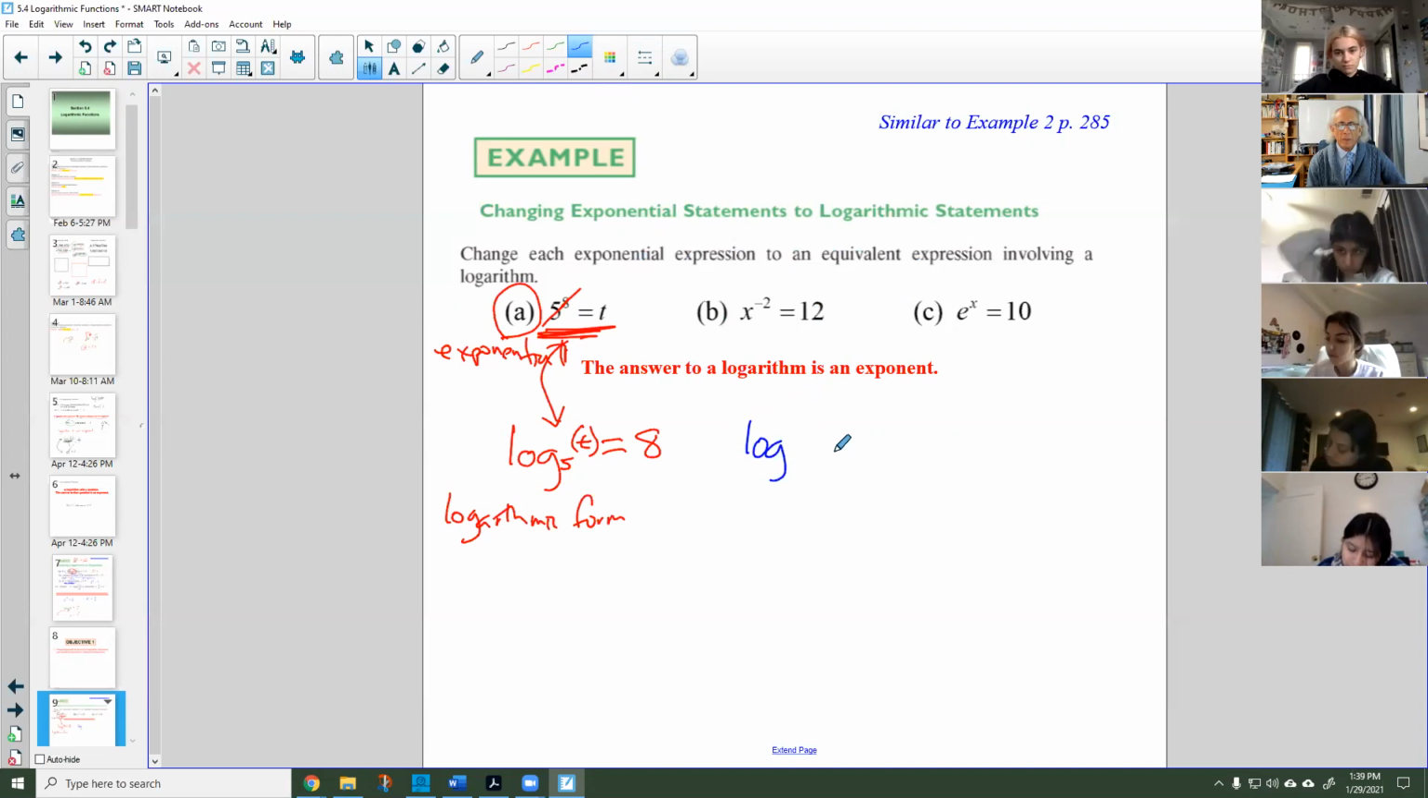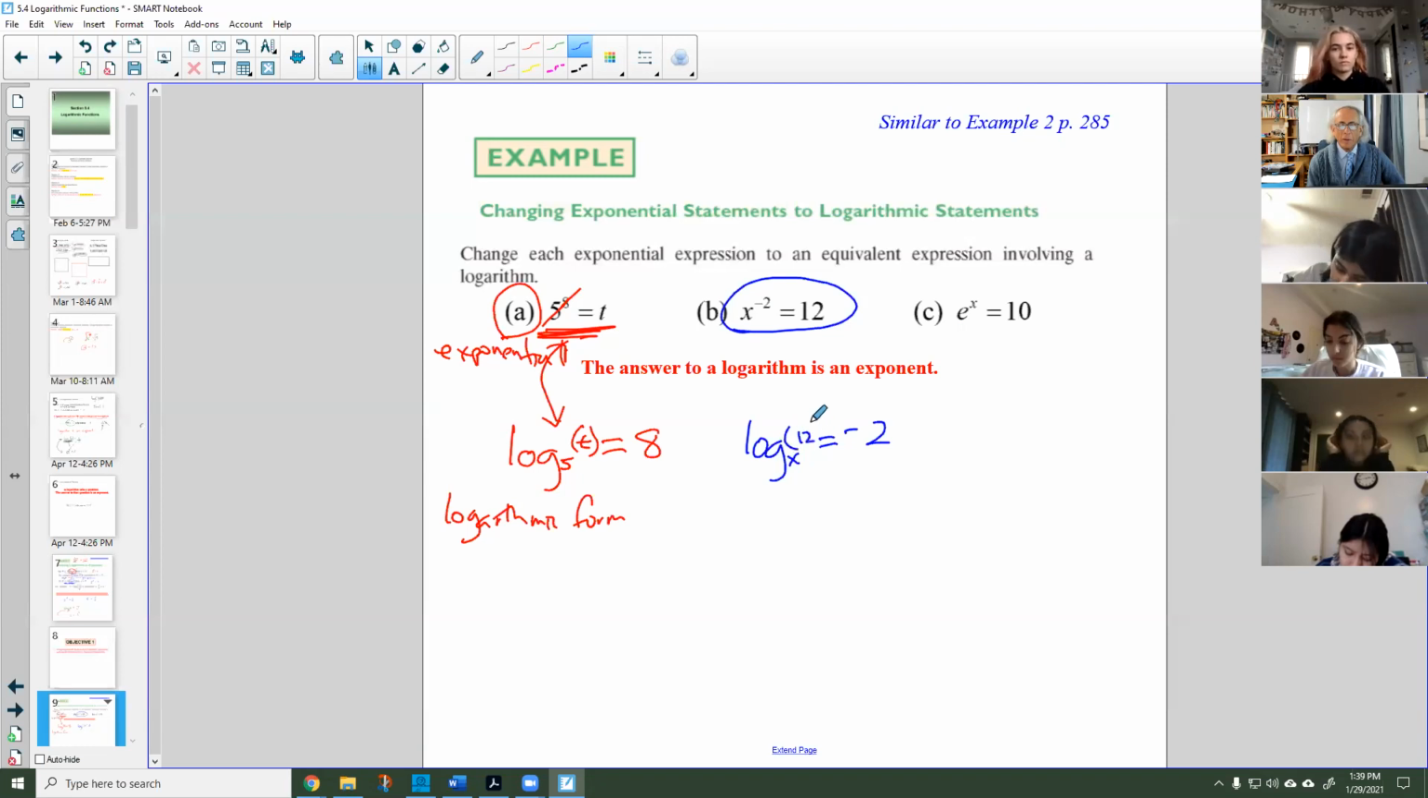Oh wait, oops, I wrote it down. The exponent would be 12. No, look, this is an exponential expression. What's the exponent in this expression? -2. So that's going to be there. I wrote it down with the wrong number, so I'm a little off. But then the base would be x. Very good. And then 12 would be the argument.